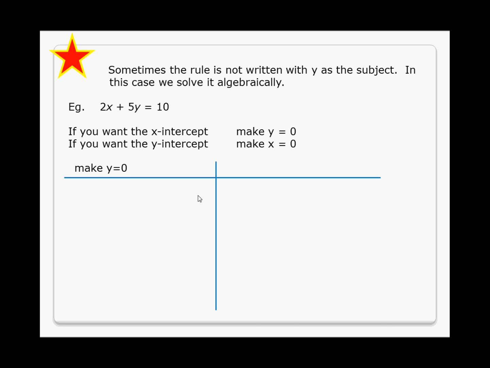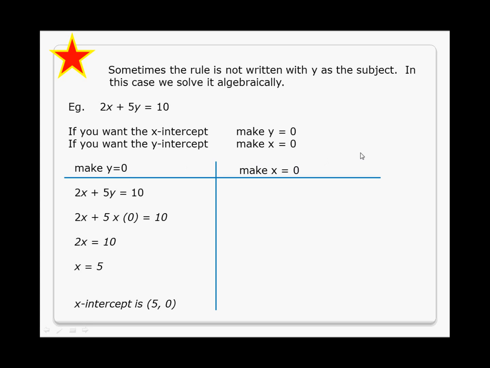I'm going to start off with trying to find the x-intercept. Start off with the rule. Then I replace the y value with 0. So I have 2x plus 5 times 0 equals 10. 5 times 0 disappears, and I end up with 2x equals 10. I solve that by dividing both sides by 2, and I get x equals 5. So the x-intercept is where the x value is 5 and the y value is 0, which is what we made it.